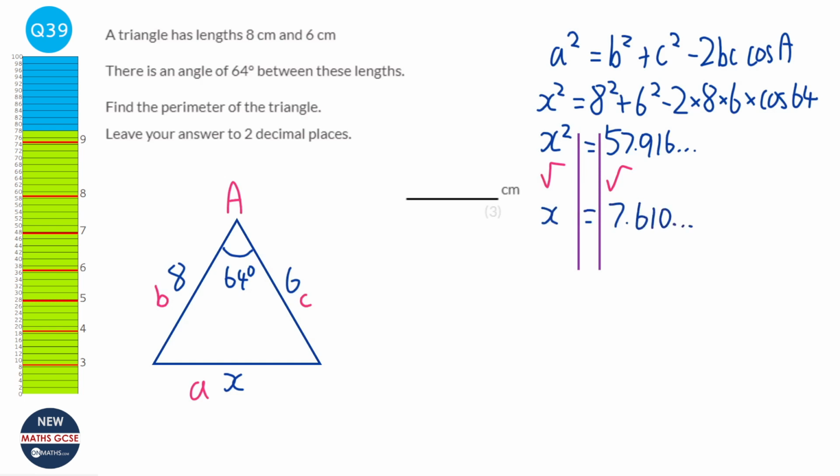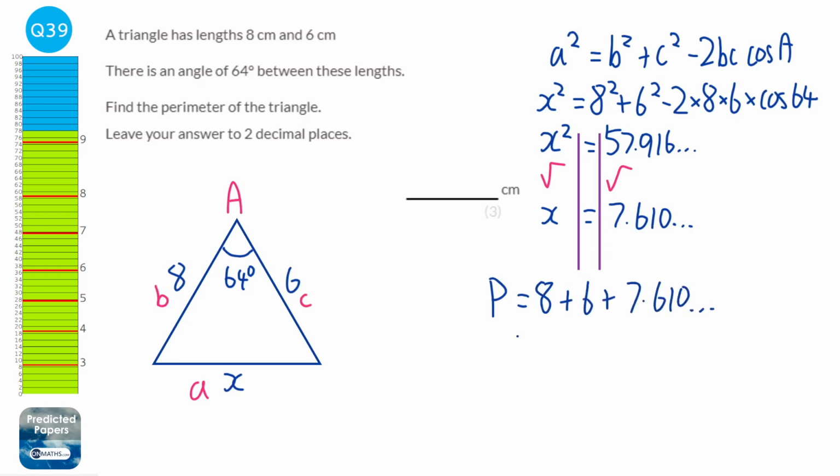So it would be x equals 7.61000 blah blah blah. Okay, we're asked for the perimeter, and so we need to do 8 plus 6 plus that 7.610 blah blah blah. I've still got on my calculator, and that equals 21.610 blah blah blah. It says it wants its 2 decimal places, so it will be 21.61.